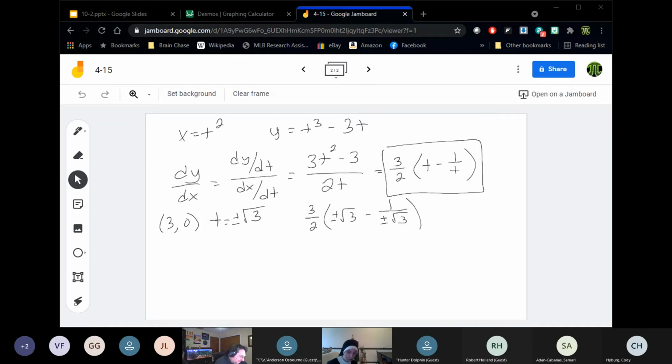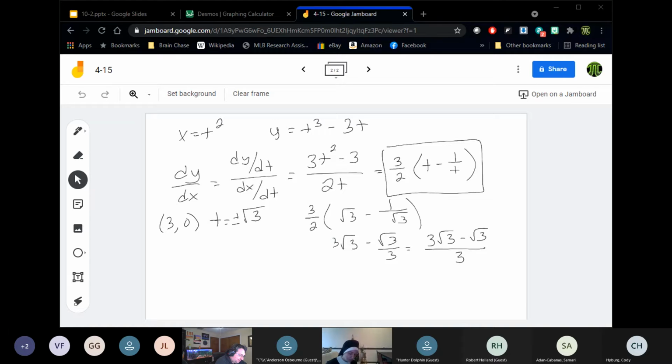So if we simplify this down, we'll just deal with the positive version first, and then we'll do the negative version. They actually come out to be the exact same. So I'm going to simplify this up there. I'm going to rationalize this denominator. So I get square root of 3 minus square root of 3 over 3. So that would be 3. So I get 3 square root of 3 minus square root of 3 all over 3.